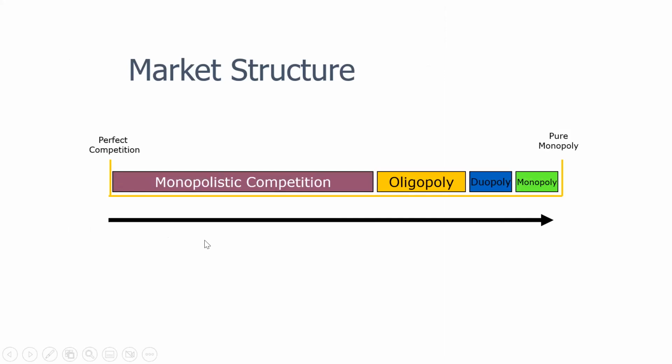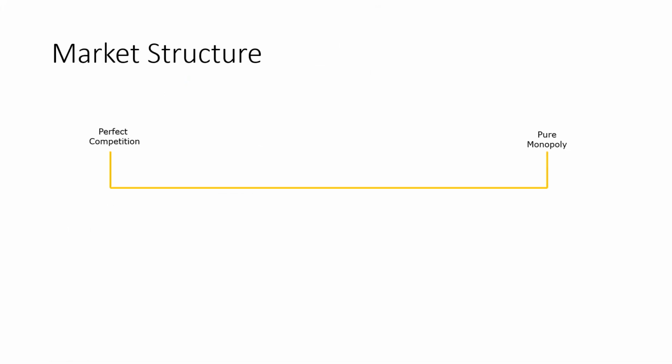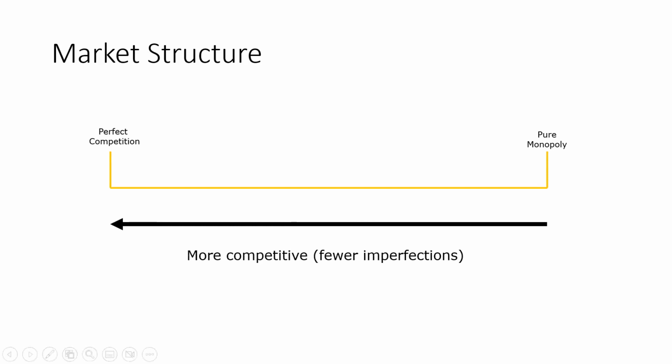So here, if we consider the market structures, as I said, we basically identify these 4 market structures, right? The perfect competition, monopoly, monopolistic competition, and the oligopoly. Then we can classify them.